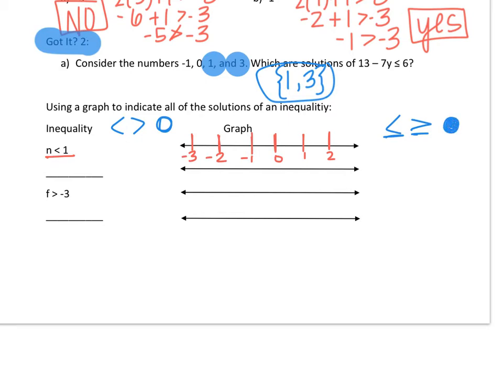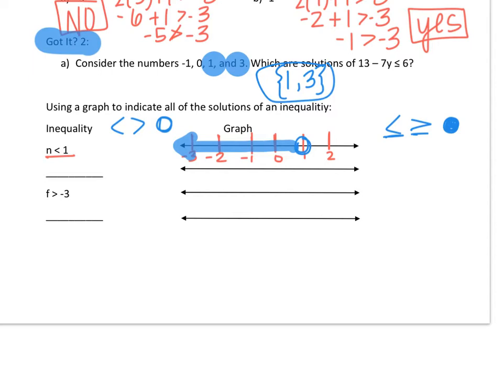So if it equals it, we're going to close the circle and include the stopping point. If it doesn't equal it, we are going to open the circle and not include the stopping point. So we have 1, and 1 is not included because it's not equal to 1. So we're going to put an open circle on 1, and then we're going to shade everything to the left because all the numbers to the left are smaller than 1, and that would satisfy my inequality.